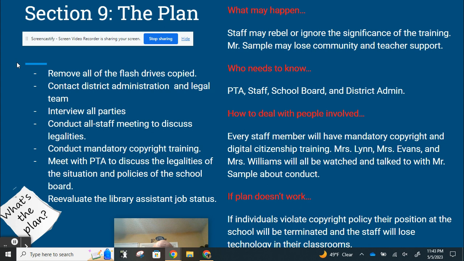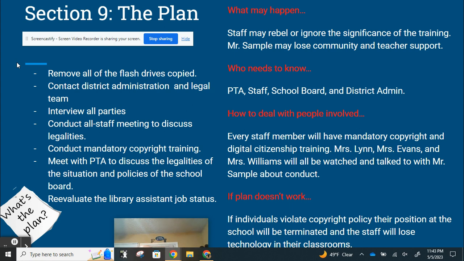So what may happen? The staff may rebel or ignore the significance of the training, and this may result in losing the community and teacher support. Who needs to know? The PTA, the staff, the school board, and the district admin all need to know this. In reality, the community of the school district does know. How to deal with it?